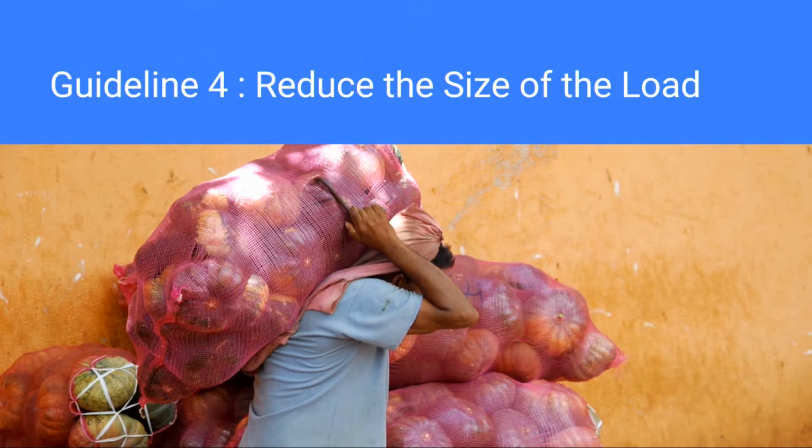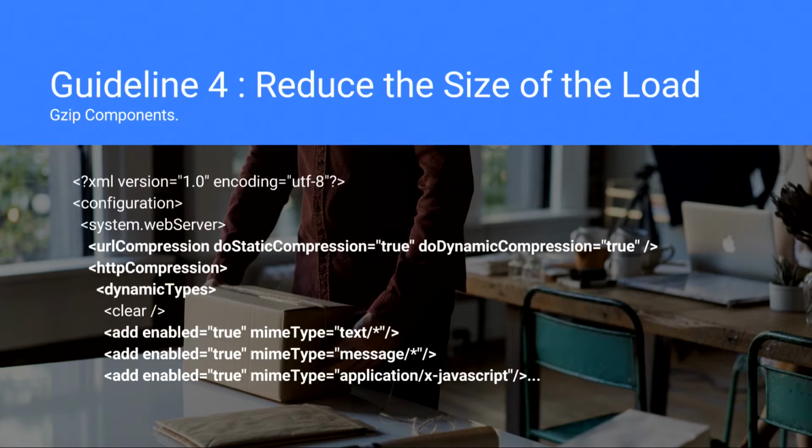Guideline 4, reduce the size of the load. If we're bringing all this stuff back across the internet, if it's smaller, it's going to come faster. It's pretty simple. So how do we do that? The number one way to do that is to actually gzip the components. A lot of people are not familiar with gzipping on a web server because it's on by default in IIS and they don't even think about it happening.